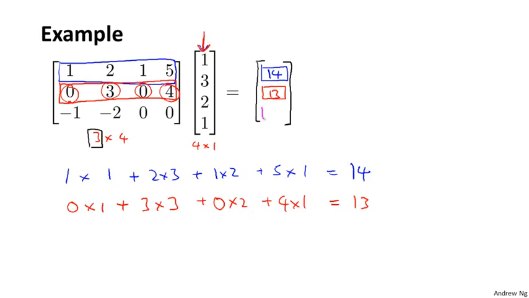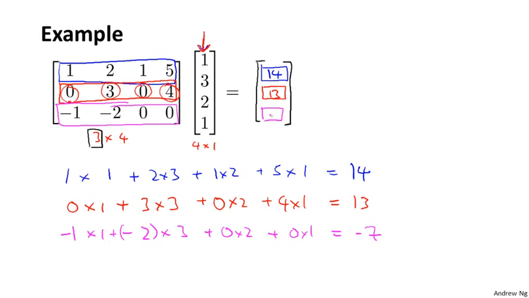And finally, for the last element, I'm going to take this last row. So I have minus 1 times 1, minus 2, or really this is plus negative 2, I guess, times 3 plus 0 times 2 plus 0 times 1. And so that's going to be minus 1 minus 6, which is going to be negative 7. Okay, so my final answer is this vector, just to write it out without the colors, 14, 13, negative 7.